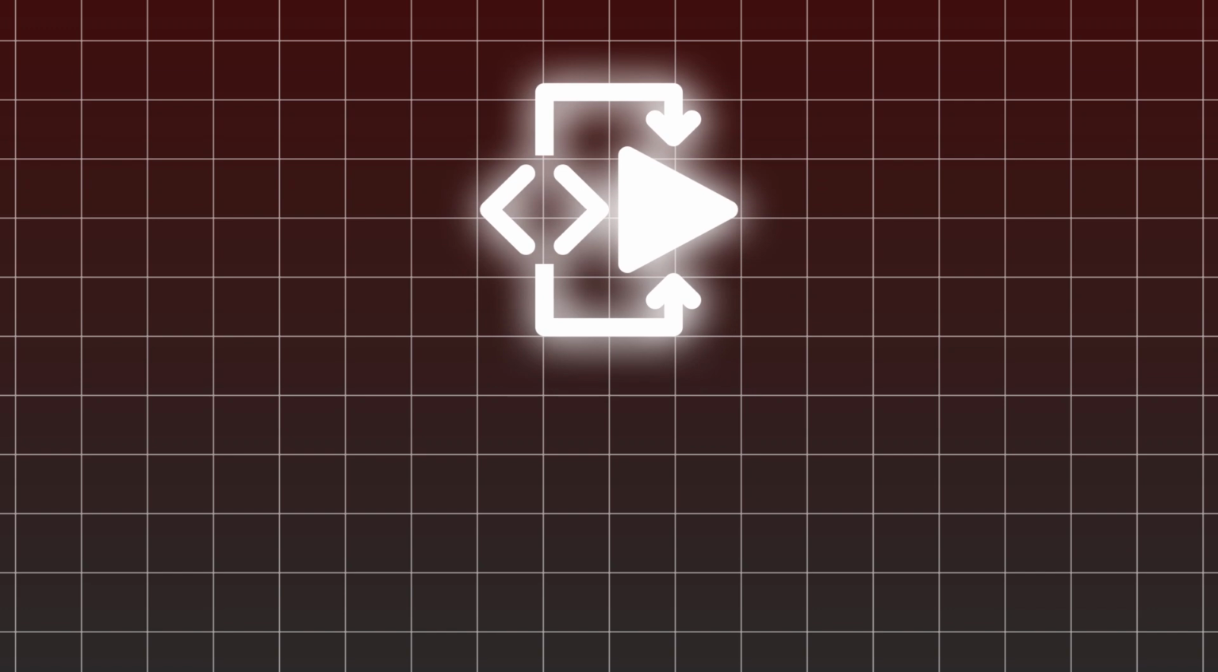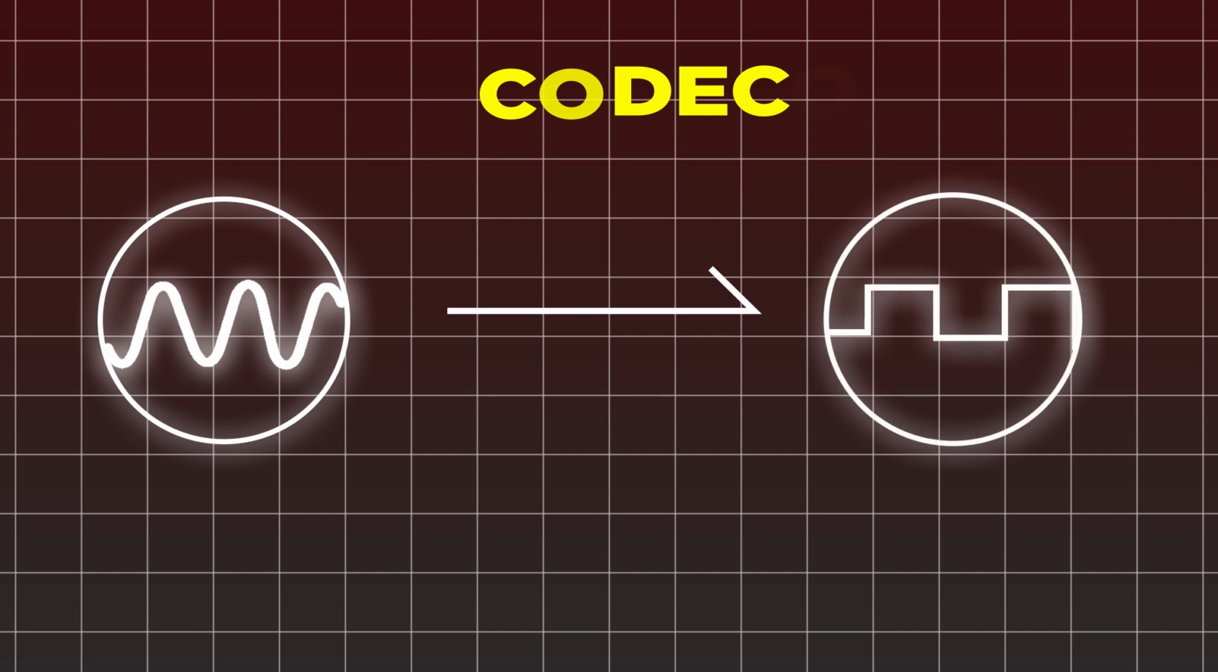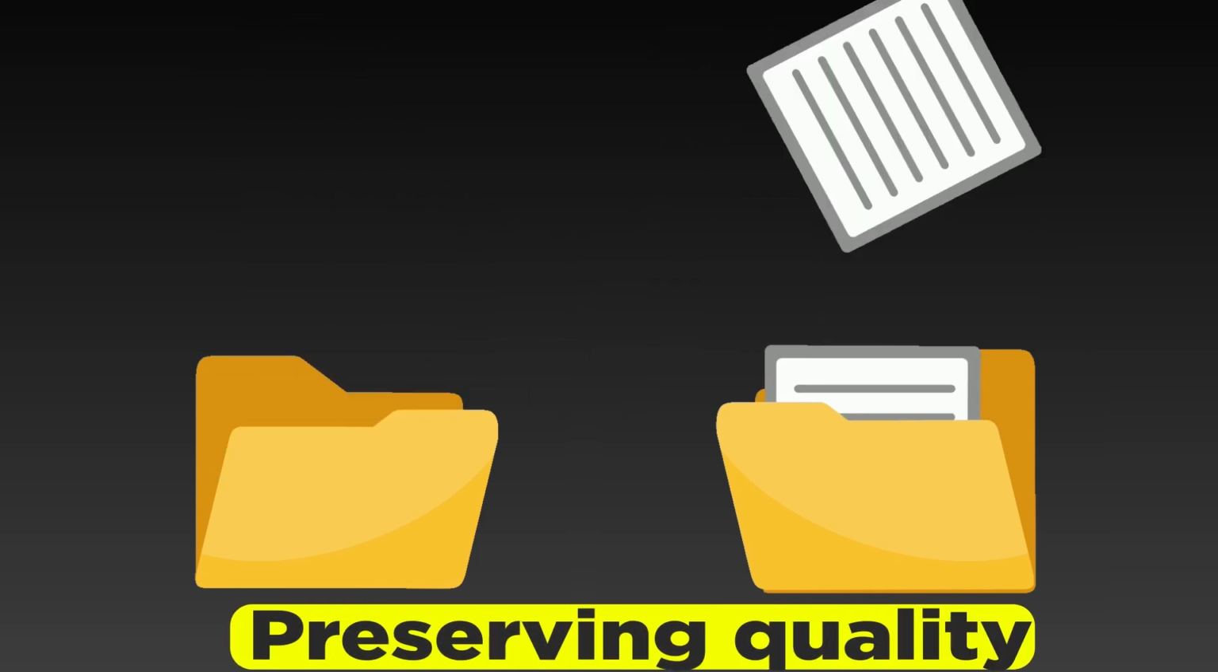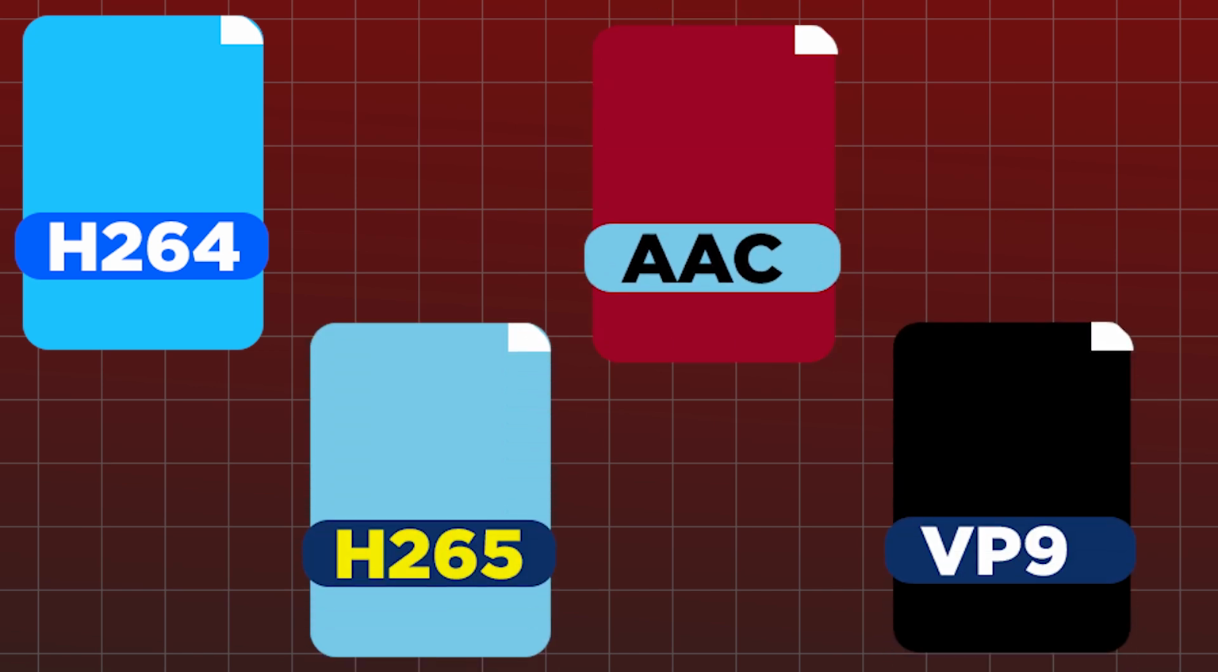These video files are encoded and decoded by a technology called a codec. The term codec is derived from coder-decoder. Codecs encode analog signals into digital signals and decode digital signals back into analog form for playback. Additionally, codecs compress and decompress video files, making them easier to store and transmit while preserving quality. Common examples of codecs include H.264, H.265, AAC, and VP9.